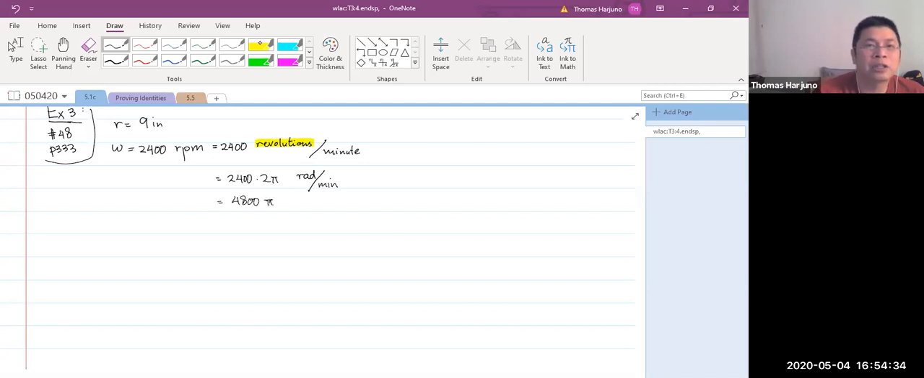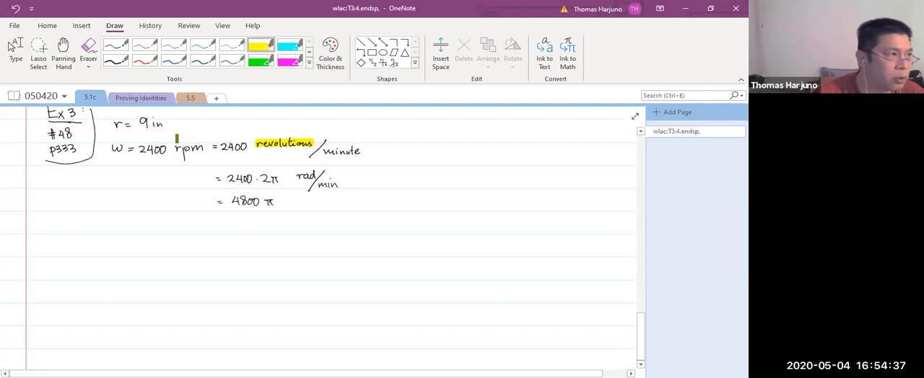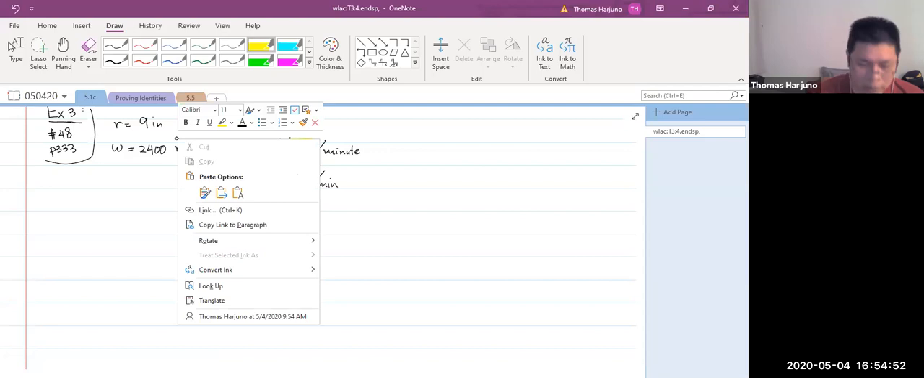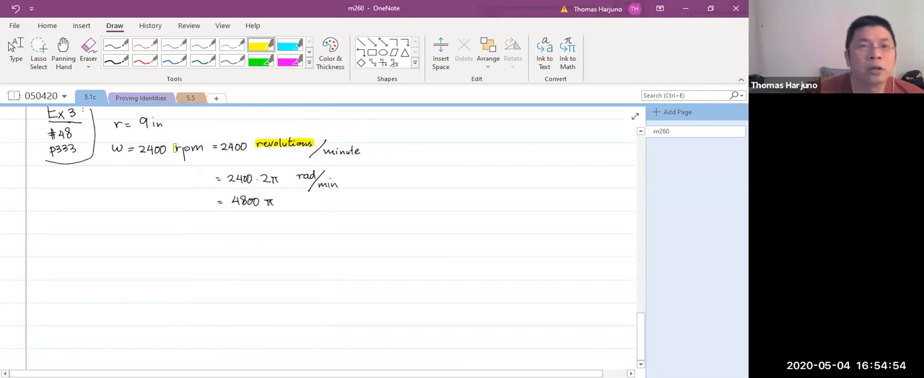By the way, you see this RPM actually on your dashboard when you drive, next to your speed. You will see the RPM, how many revolutions per minute the engine is actually working on. Okay, now from that RPM, we change it into radian per minute. And then from there, that's part A. I answered part A unintentionally.